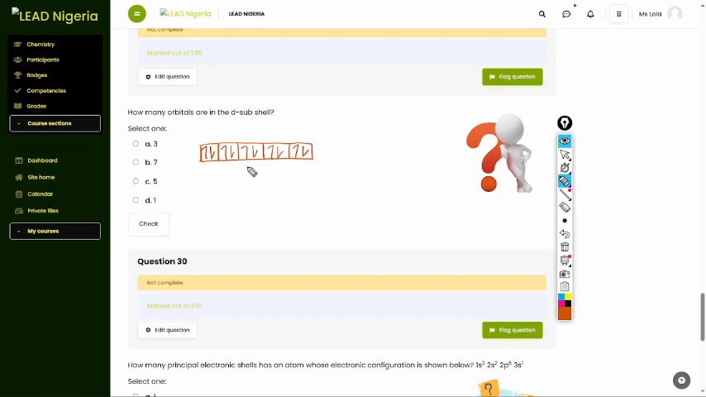So this is the reason why the d subshell can carry a maximum of 10 electrons. So it has 1, 2, 3, 4, 5 orbitals. The correct answer is C. So we go with C.